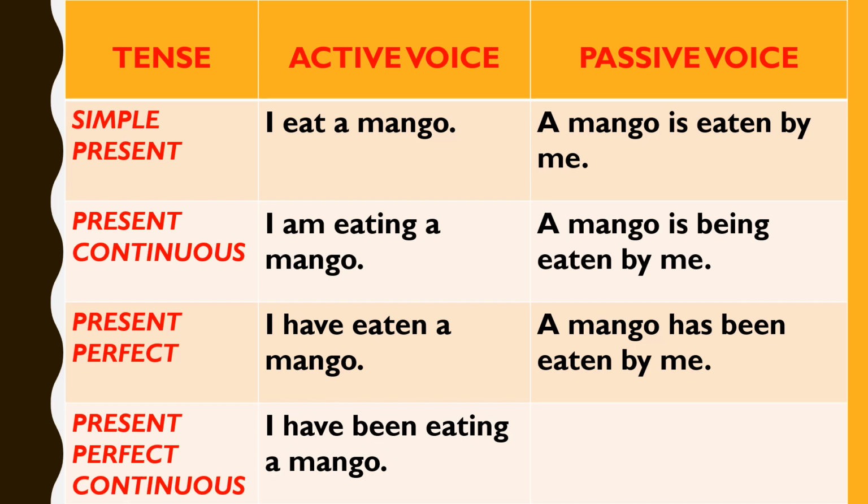Now moving on to the present perfect form, that is, I have eaten a mango. Here also again the subject and object are the same. They both are the same. But the only change here is the tense.